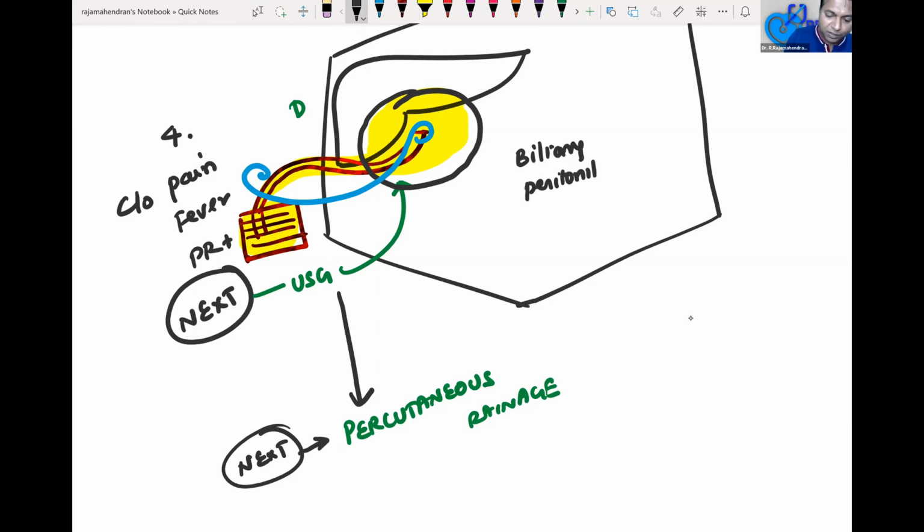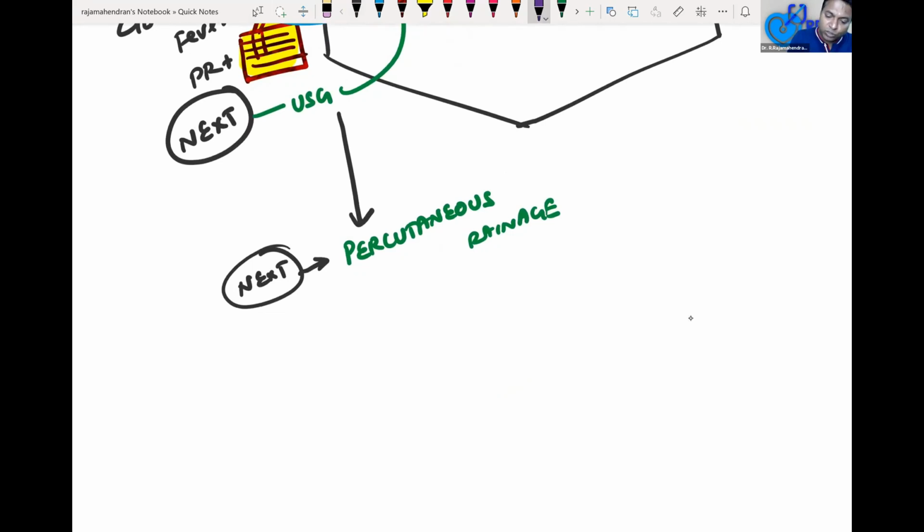The patient was having so many symptoms, and biliary peritonitis is the reason for this. We have to put a drain and we have to wait. So what will you do then? Percutaneous drainage is done. This is the protocol. After doing a percutaneous drainage, I will wait for 2 weeks.